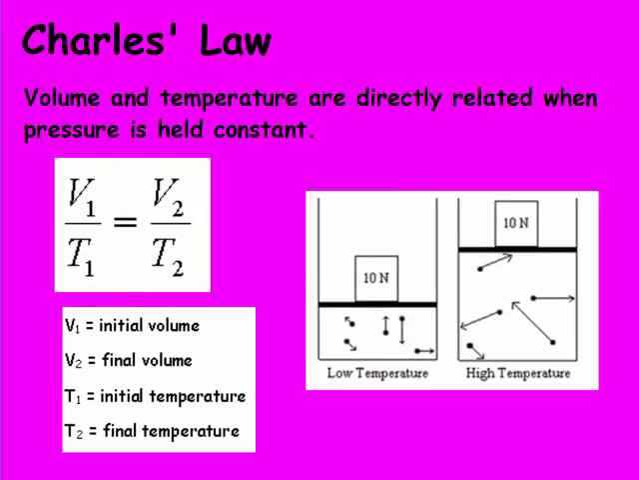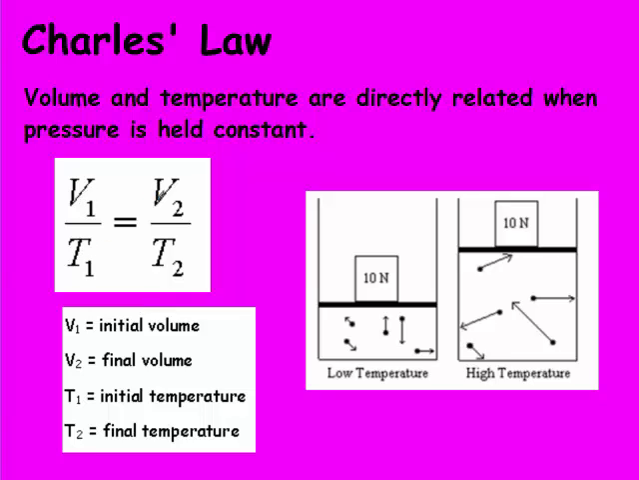Charles's law says volume and temperature are directly related when pressure is held constant. So if we look at our picture, when we're at a low temperature, we have a low volume or smaller volume. And at a higher temperature, we're going to have a larger volume because the molecules are colliding more often, expanding.